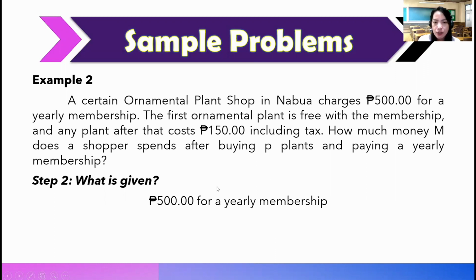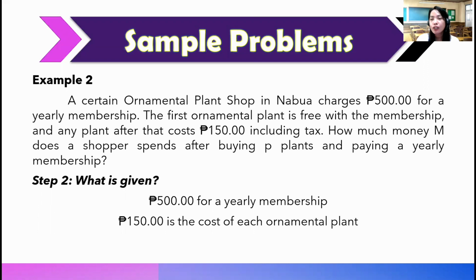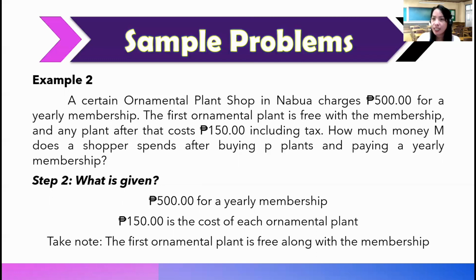Dito sa 500 pesos, membership na yan para sa isang taon. And then, sa 500 pesos na to, may libre ng isang ornamental plant. So, you have to take note of that. Kung ang kukunin mo is 2 plants, ibig sabihin, yung isa, libre na kasi nagbayad ka sa yearly membership. And then, the other plant na kukunin mo, dapat babayaran mo na siya ng 150 pesos. So, yan yung given.